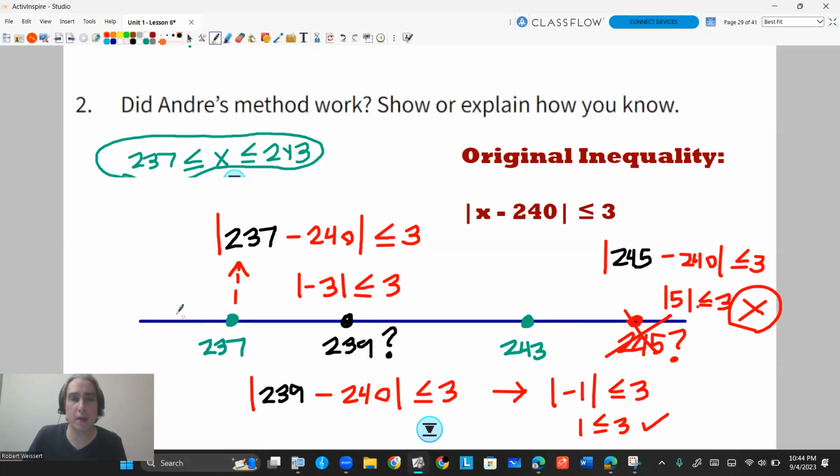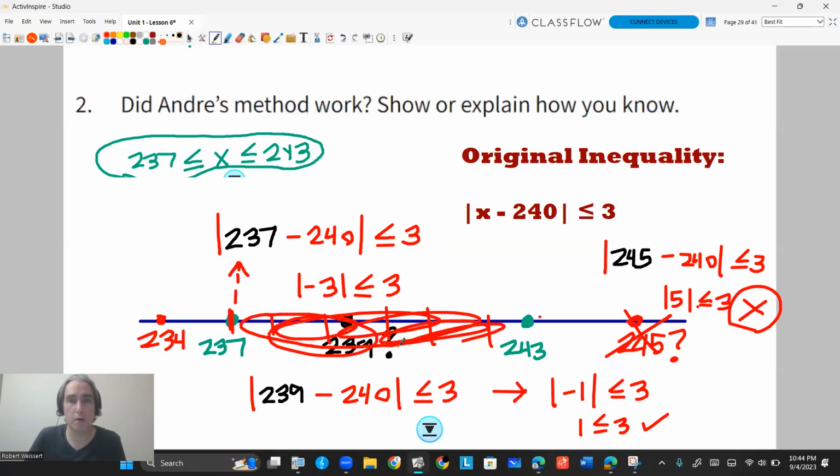And similarly, anything below 237, like 234, is going to be too small, because when you plug that in, you get an absolute value of a number that is not less than or equal to 3. So the only numbers that work are 237, 238, 239, 240, 241, 242, 243. All of these numbers between those two numbers, inclusive.